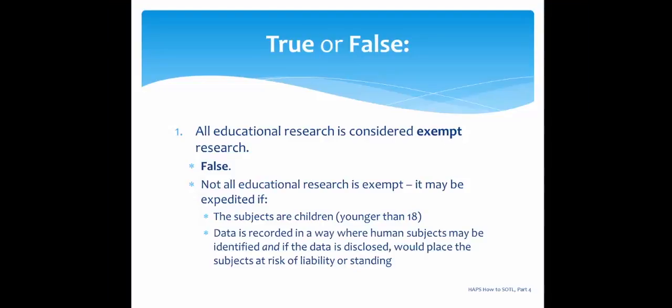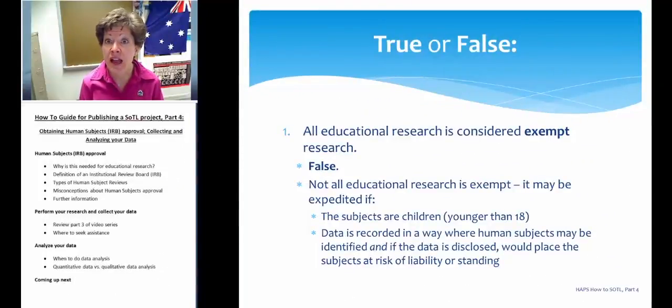Others may. If you are recording the data in a way where the human subjects can be identified, and if this data were released, it would place the subjects at risk of liability or standing, then your project may fall under the expedited category. So let's say you were teaching a very small class and you were collecting sensitive information about the students as well, about the study, then they may require an expedited review, and that just simply means that you have to fill out slightly more paperwork and you need to take a few more extra steps to ensure that the subject's risk of standing is not affected in your particular study.